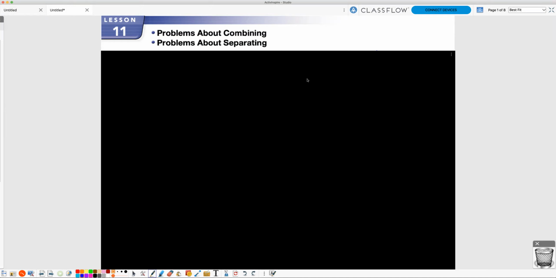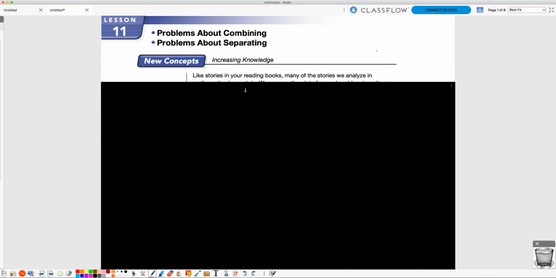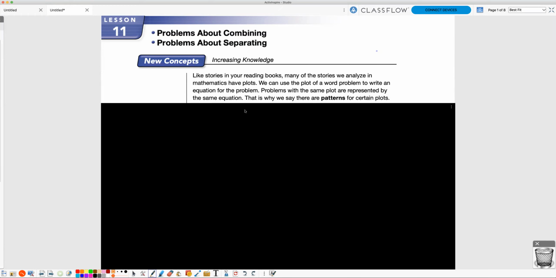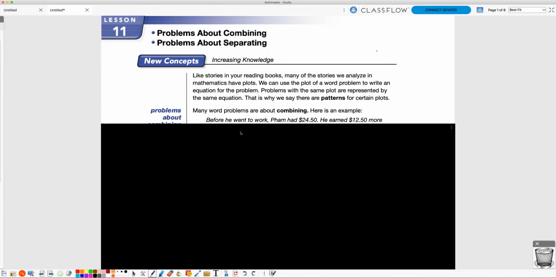Welcome back. This is Saxon Math Lesson 11, Problems about Combining and Problems about Separating. So this is a new concept, but like many stories that you read in books, many of the stories we analyze in mathematics have plots. We can use the plot of a word problem to write an equation for the problem. Problems with the same plot are represented by the same equation. That is, we say there are patterns for certain plots.